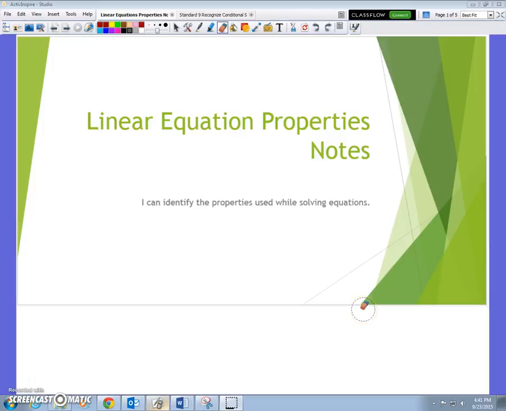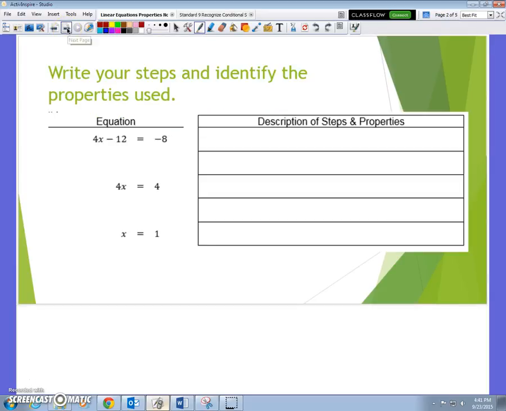This is Mr. Gillum, and today we're going to solve some equations again, two-steppers. We've done it before in the past, and we're going to do it some more today, but now we're going to actually identify the properties we're using as we go. We're going to take a look at the properties and identify what we're doing, why we're doing it.